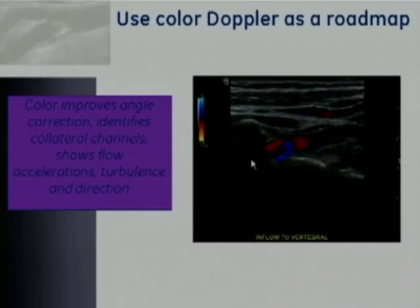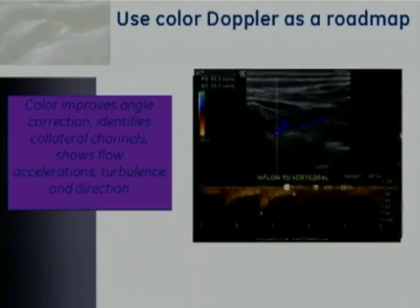Without color Doppler, this could be a very confusing picture because I would get no signal in this area, and then here I would get a mixture of antegrade and retrograde signals that could be very confusing. But as you can see with color Doppler, very quickly I can tell the story of what's happening, that this vertebral is occluded proximally and then reconstituted right at where it enters the spine.